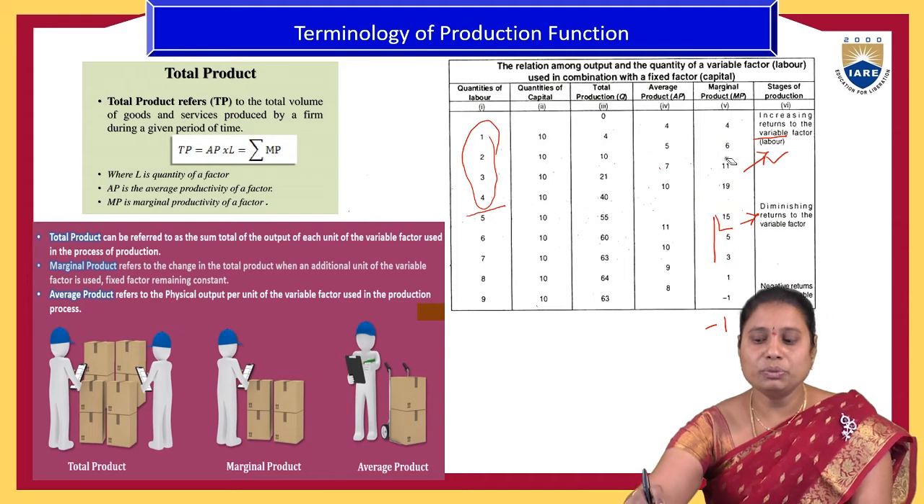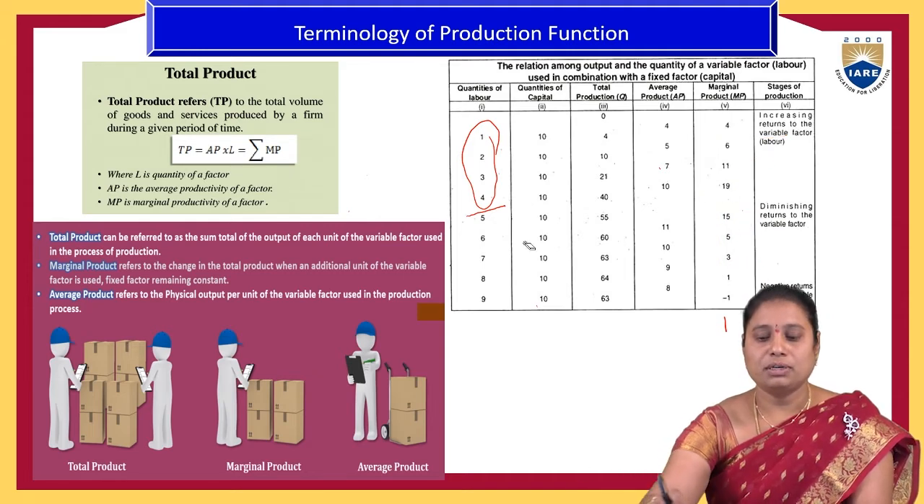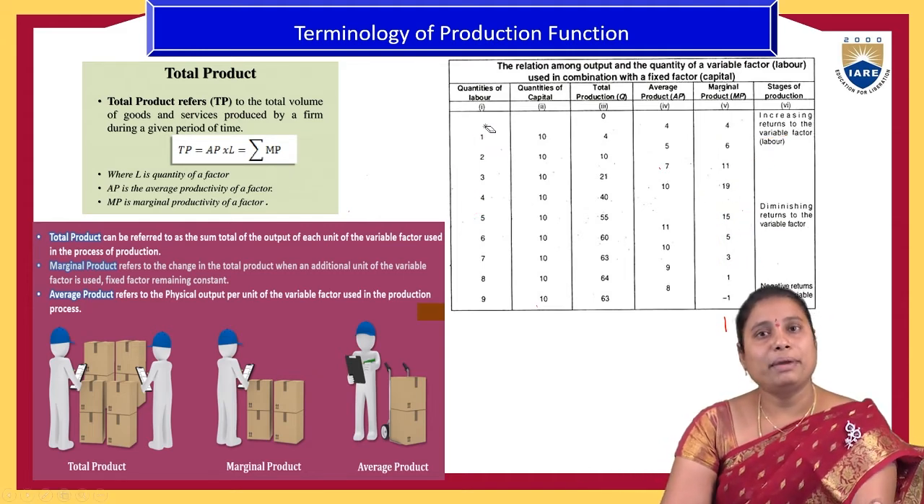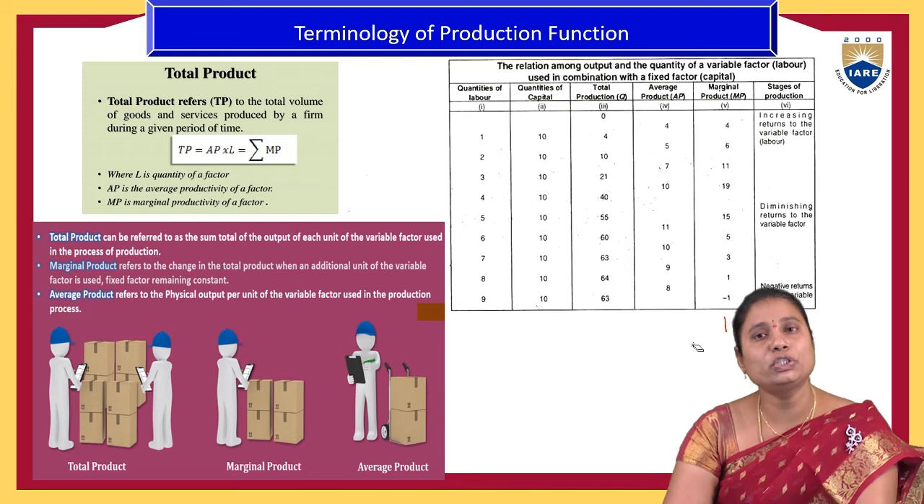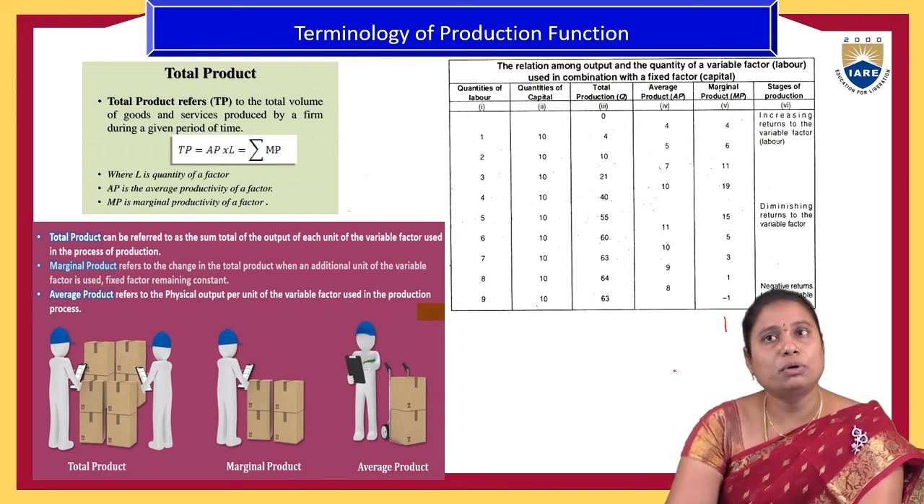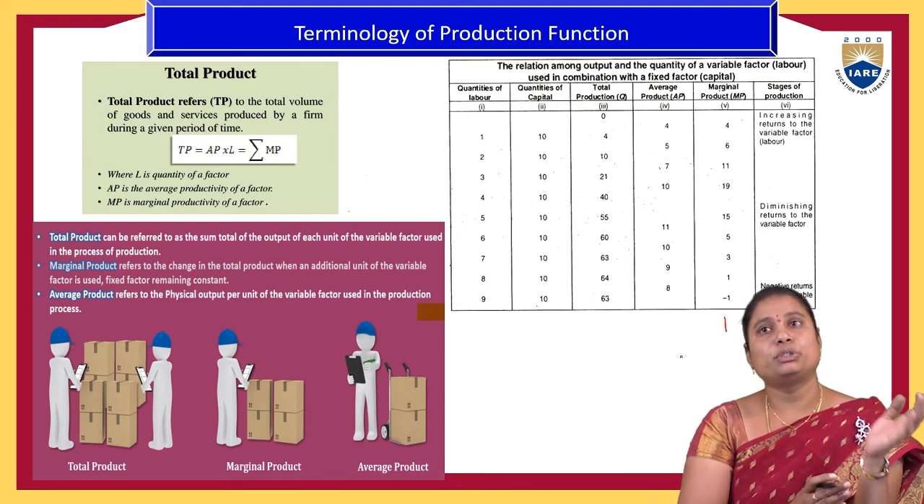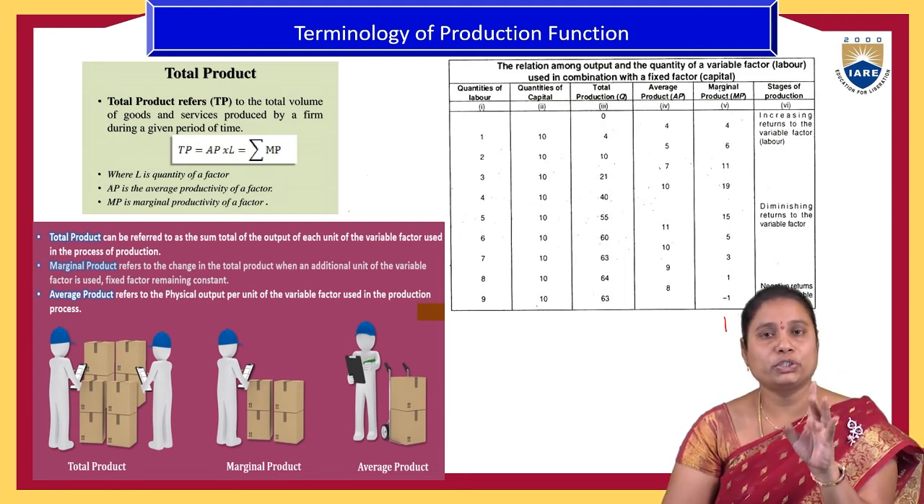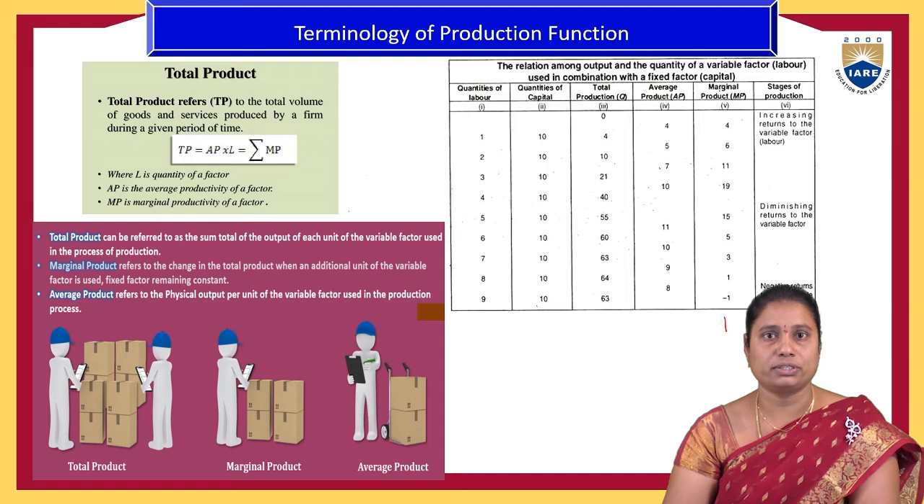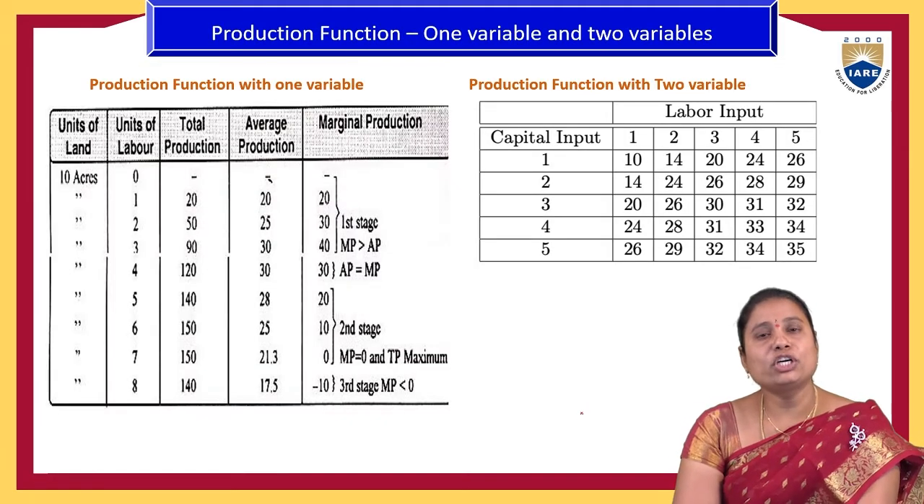So based on the marginal production, we can estimate the value of the productional elements. That is about the basic terminology used in the production function, that is, total production, average production and marginal production. The next thing is the production function and its types.